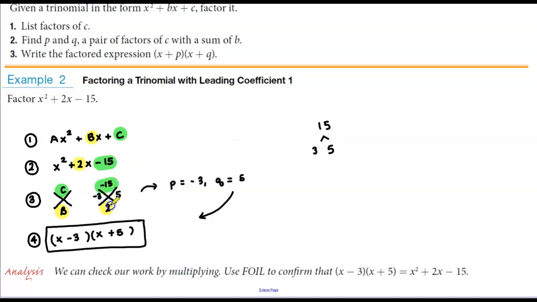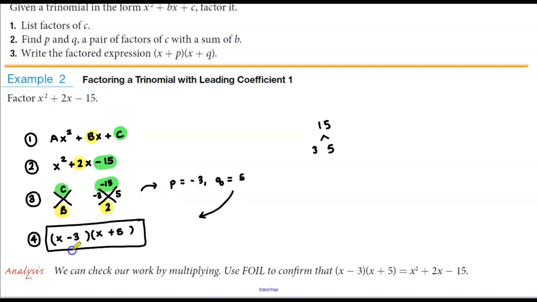But then we have to figure out different signs. Well, what do we have to multiply together to get negative 15 and add to get positive 2? Well, negative 3 times 5 gives us negative 15. When we add them together, it gives us a positive 2. And therefore, we can write our answer as x minus 3 times x plus 5.